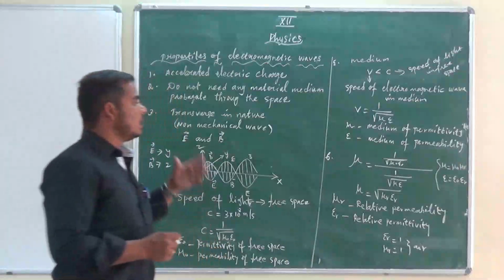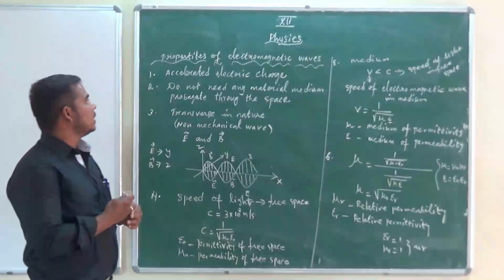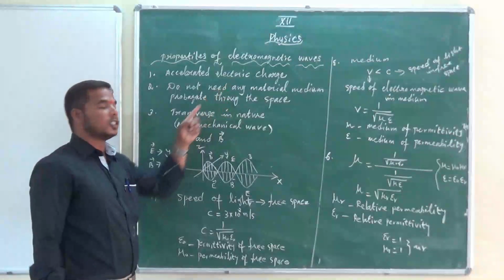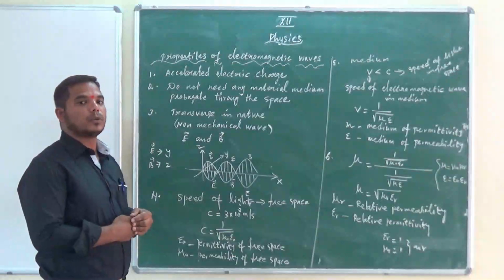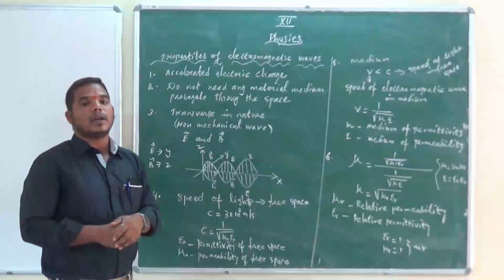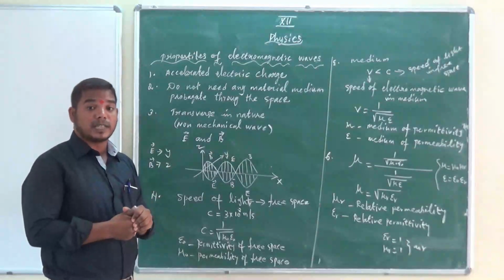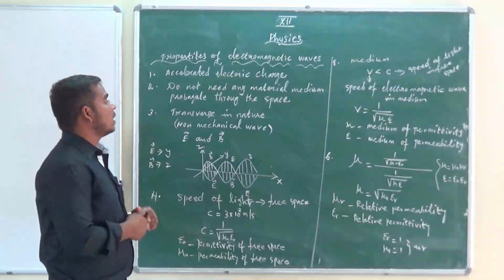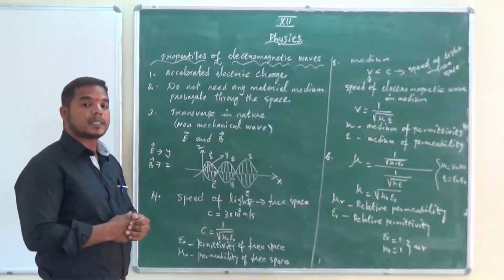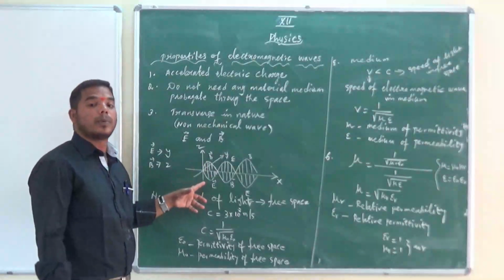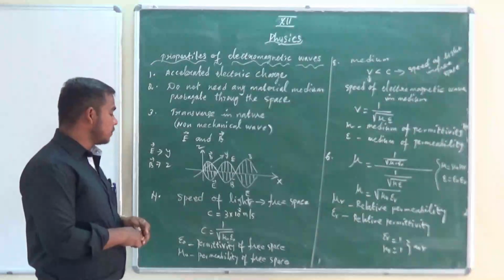So once again, we recall the properties of electromagnetic waves. First point, electromagnetic waves are produced by accelerated electric charge. Second point, they do not need any material medium to propagate through space, so they are considered non-mechanical waves. And actually, electromagnetic waves are transverse in nature. That means electric and magnetic fields oscillate and propagate through space perpendicular to each other. See the board.